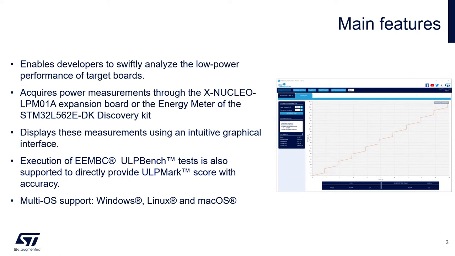STM32 Cube Monitor Power is a software tool developed by ST to help developers analyze the low power performance of their target board. It can acquire power measurements through an expansion board, X-NUCLEO-LPM01A, or the energy meter STM32L5 Discovery Kit, and display this measurement using an intuitive graphical interface. It can execute an EEMBC ULPBench test to directly provide a ULPMark score with accuracy. And of course, STM32 Cube Monitor Power can be installed on multiple OSes such as Windows, Linux, and macOS.